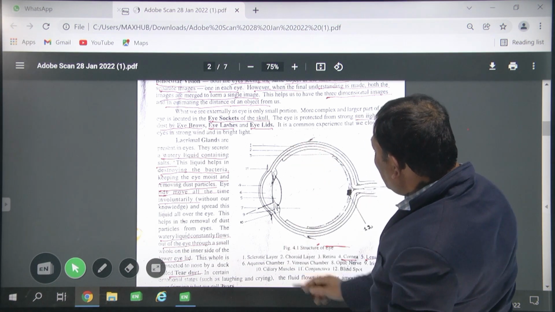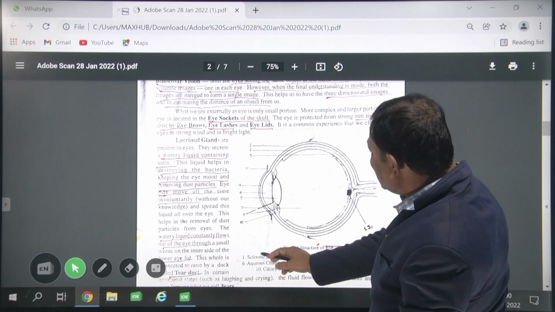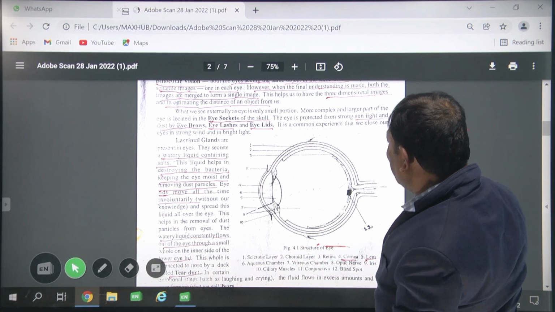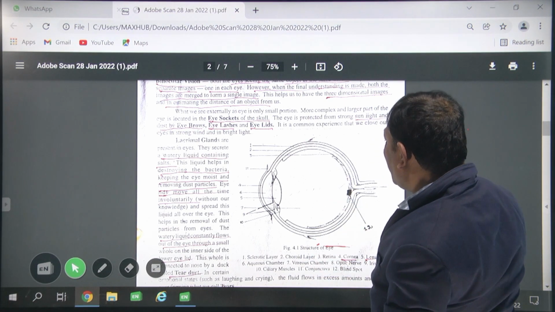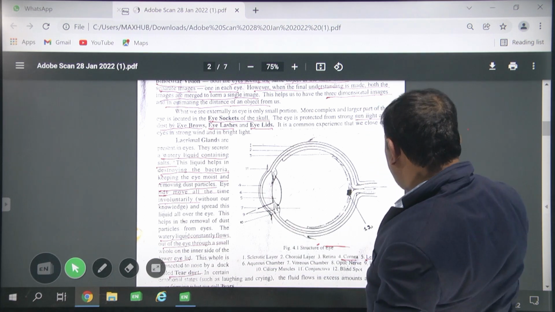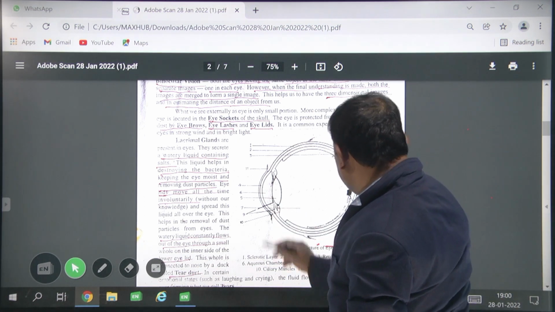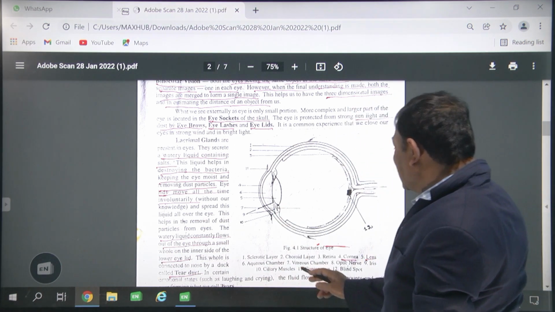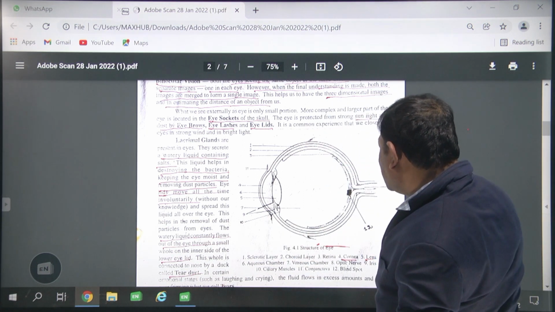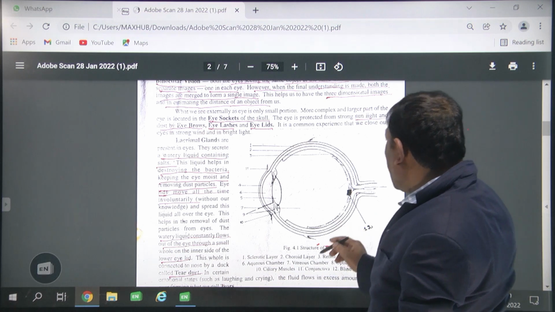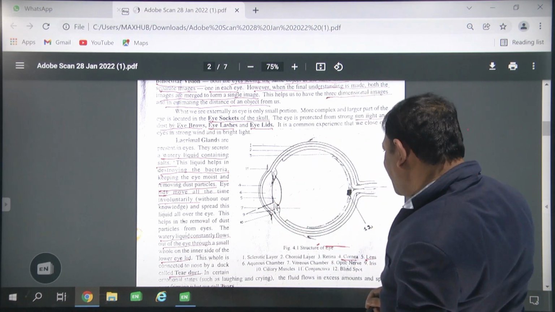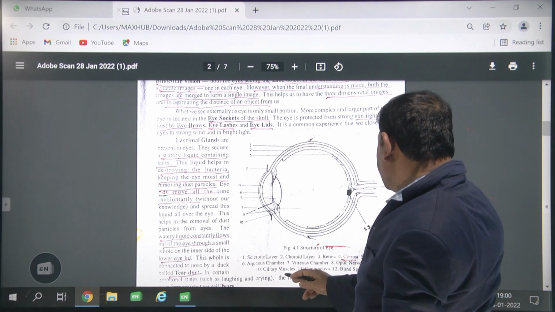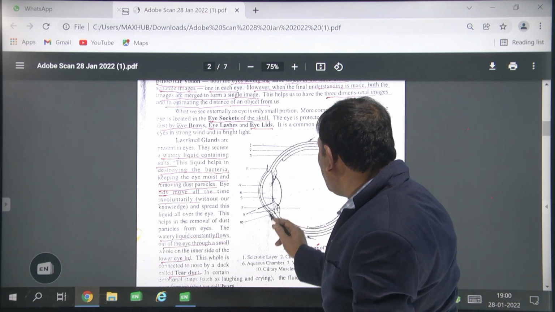Number 1, sclerotic layer. Actually, 3 layers are present. Second one is the choroid layer. Third one is known as the retina. Fourth one is called the cornea. Fifth one is called the lens. Sixth one is the aqueous chamber. And seventh one is the vitreous chamber. Eighth one is the optic nerve. And ninth one is called the iris.